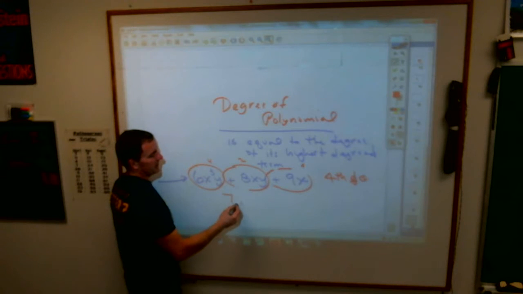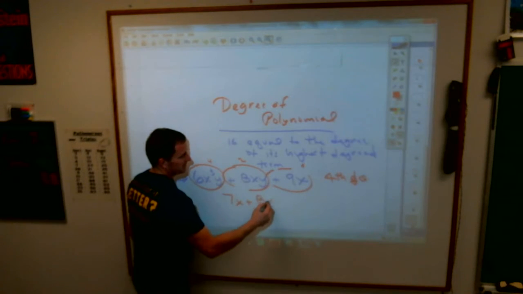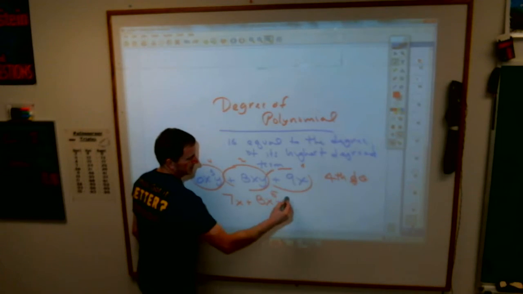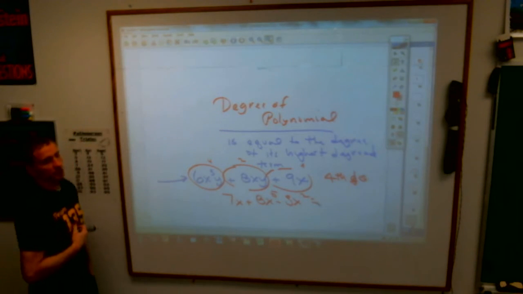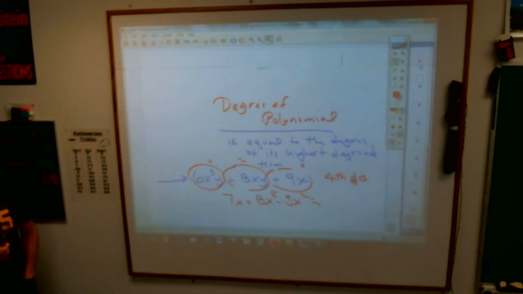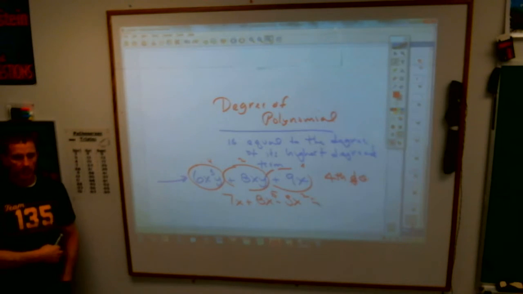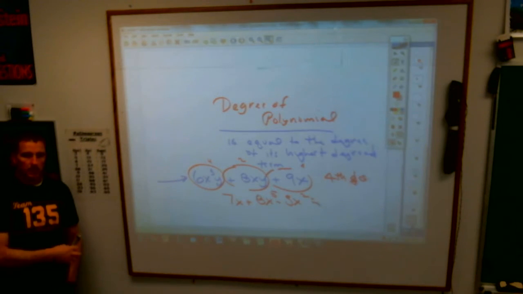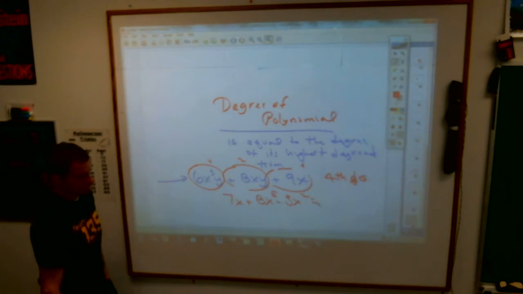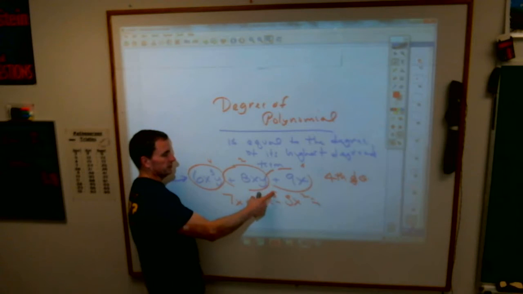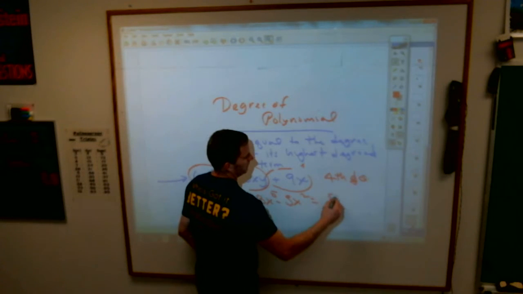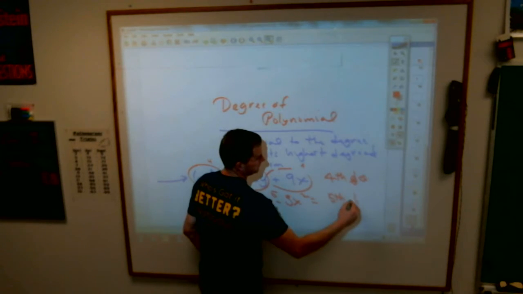So if I had 7x plus 8x to the 5th minus 3x squared, what is the degree of that polynomial or that trinomial? Luke? It is 5th degree. Highest degree term is right there. This is a 5th degree.